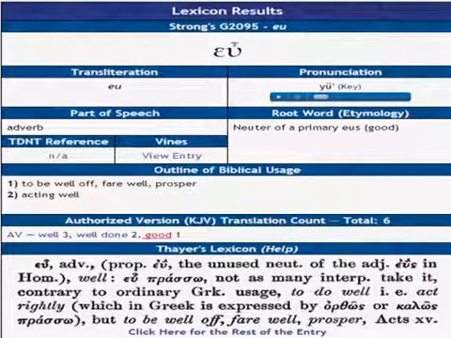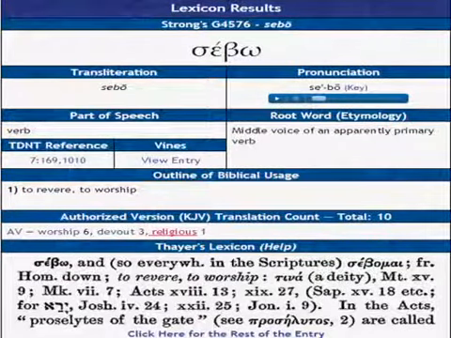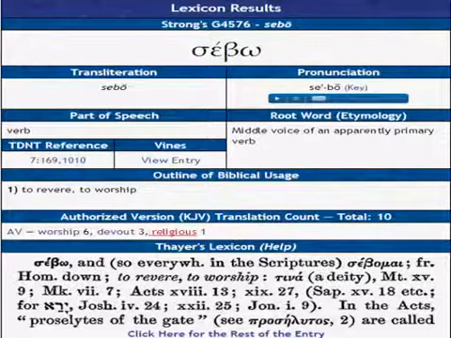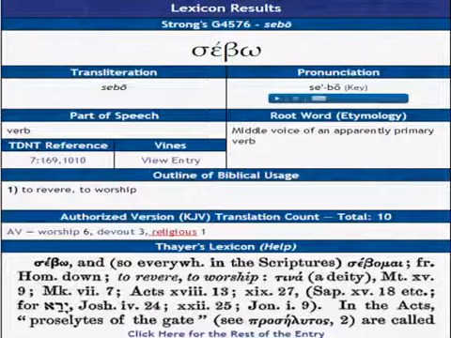Okay, good. All right, go back and hit the other root word. And here's the other root word. Strong's G4576, sebomai. Sebomai. It says to revere, to worship. Another word for revere is to reverence. To worship. Don't sound like an Edomite to me. Now let's go to the word fear.